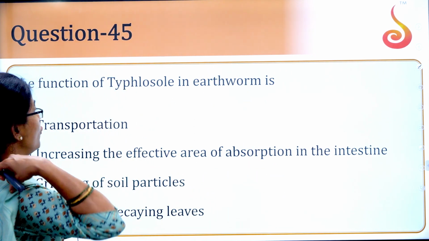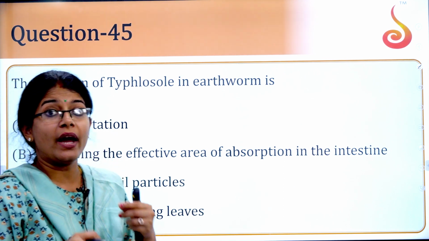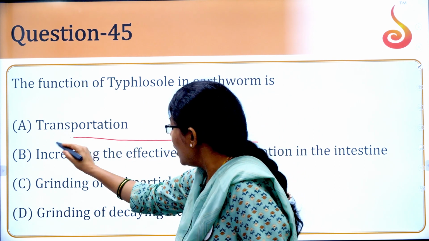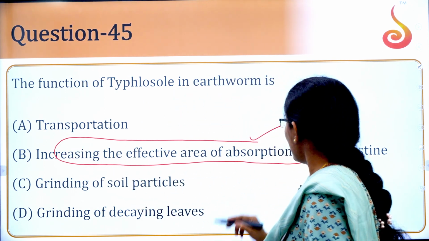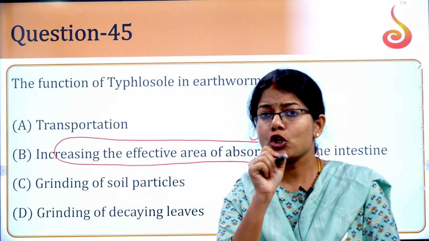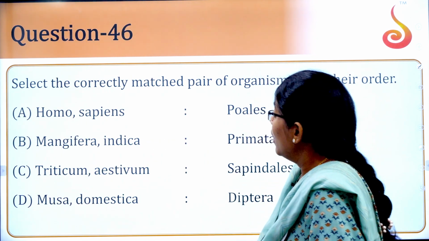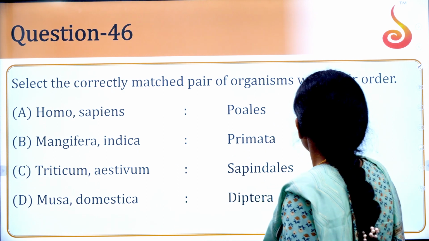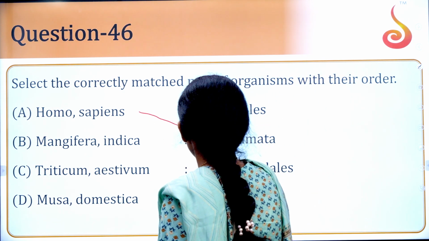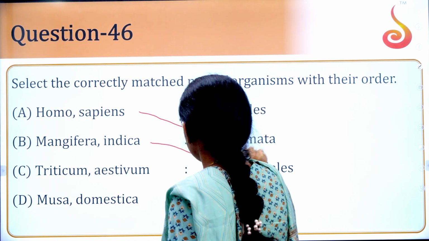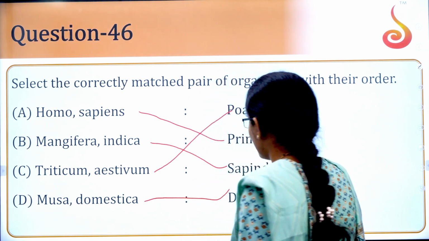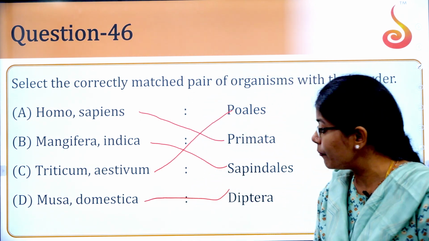The function of typhlosole in earthworm. Typhlosole, a very important characteristic, is present in the intestine for increasing the surface area for absorption, right? This was a very famous characteristic shown by the earthworm. Now, which of them is correctly matched with their order? Homo sapiens is actually primate. Mangifera is Sapindales, Triticum aestivum should be with Poales. The correct one is Diptera, that is Musca domestica.